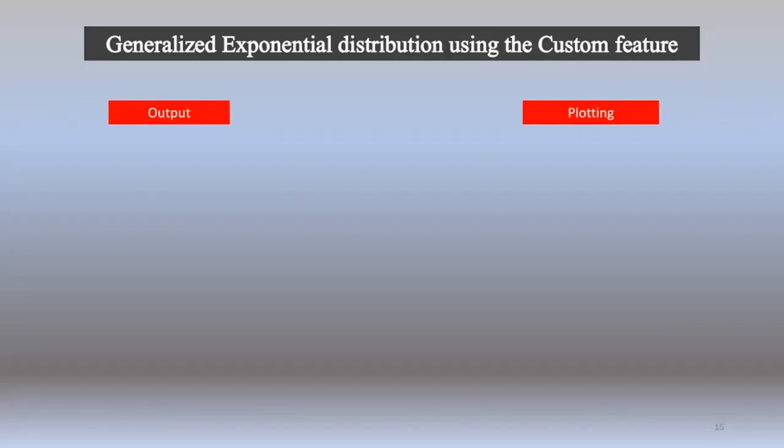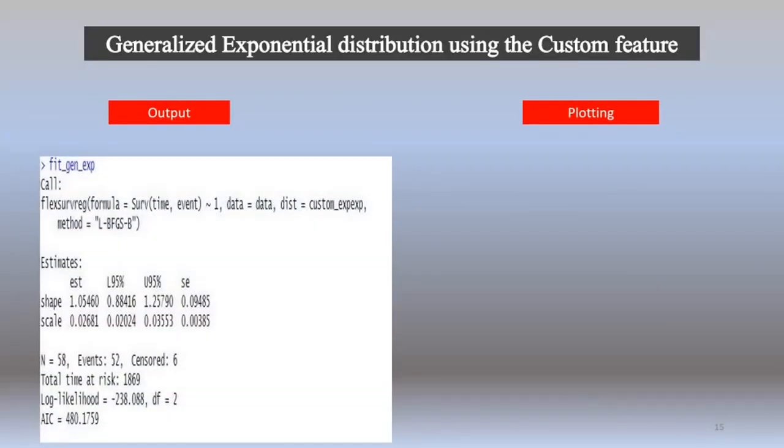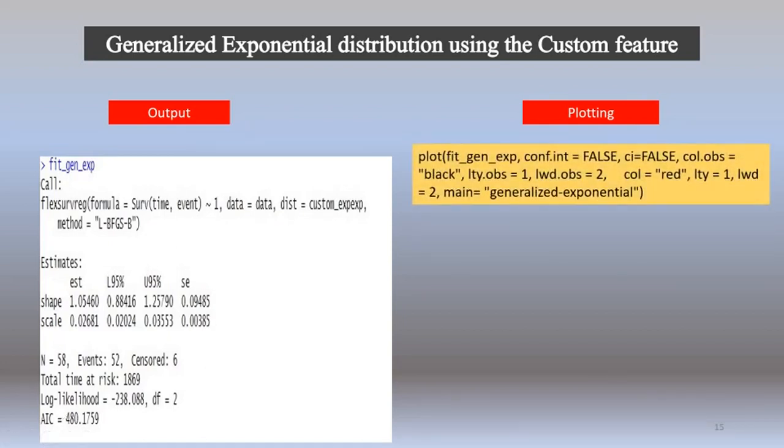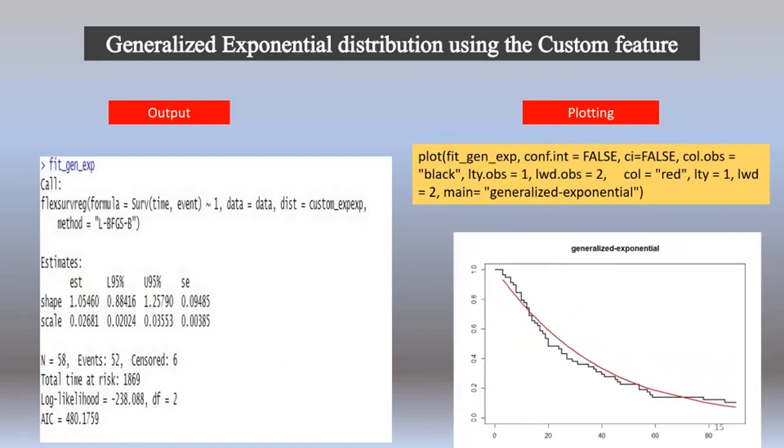Running this code in R, we get the following output with the shape parameter and the scale parameter. The AIC value is 480, which is slightly more than the Weibull distribution. For plotting, here we have not used ggplot, but the general plotting techniques. And this is the desired output.